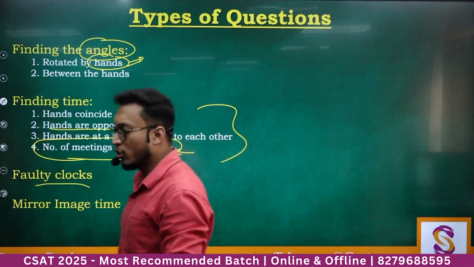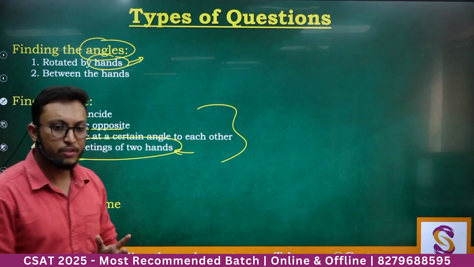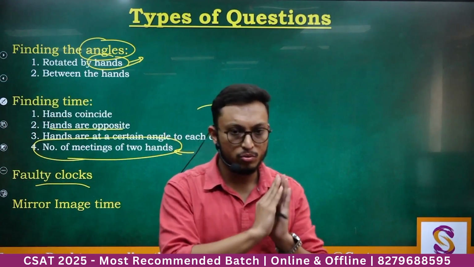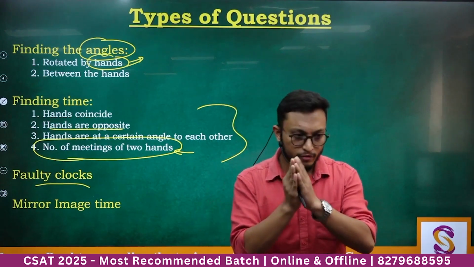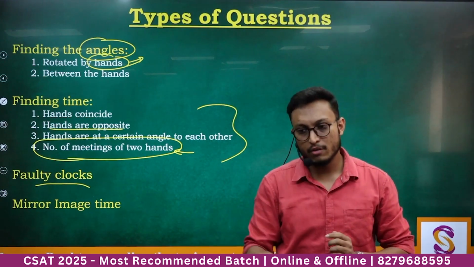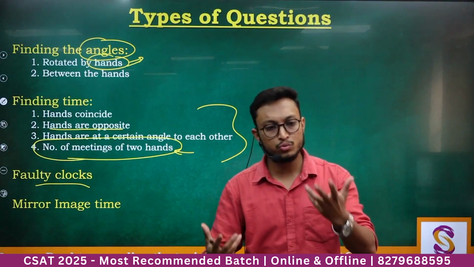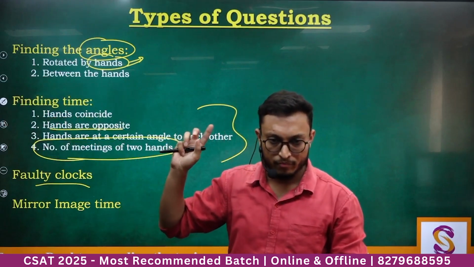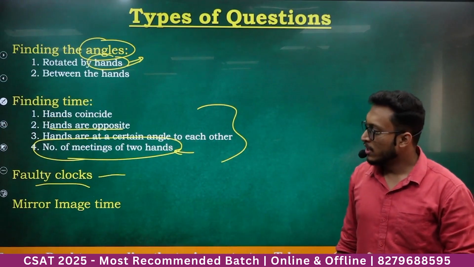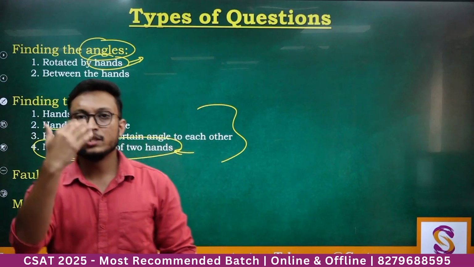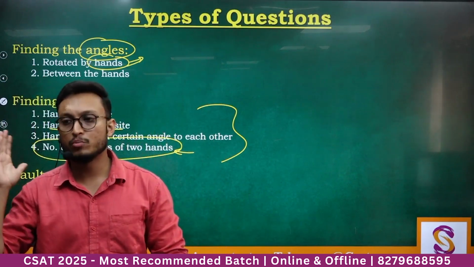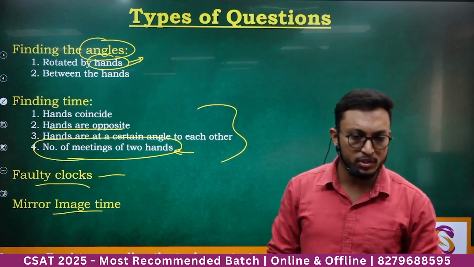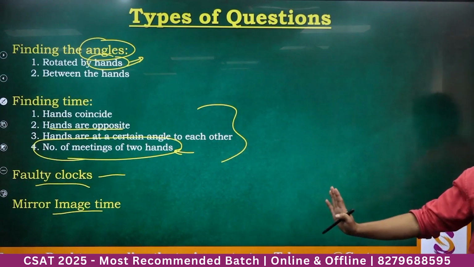Faulty clocks are the ones that are not rotating 24 hours in 24 hours of actual time. Either it is fast or it is slow. The clock's cell has died, so it will be slow. Then these are the faulty clock questions: suppose you have 2 clocks, one is correct, the other is faulty. What will be the time difference after a certain amount of time? All such questions will deal with faulty clocks. And then mirror image. Suppose you are not seeing the clock directly, instead you are observing it through a mirror or some other reflection, then what will be the time that you will see? So these are the kinds of questions that we'll see in this topic.